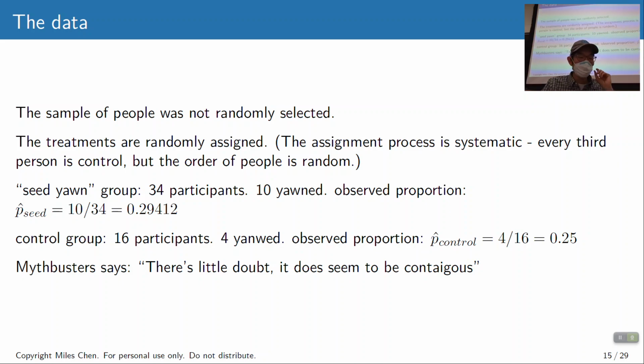And so at the end of the video, they came to the conclusion, well, they said 29% versus 25%, and something along the lines of, well, the difference isn't dramatic, but because their sample size was so huge, this seems to confirm the idea that yawning is contagious, because 29% is greater than 25%. Seeing the seed yawn makes you more likely to yawn than in the control group, okay? And then the narrator says, there's little doubt it does seem to be contagious. And then they showed the confirmed stamp there, okay?